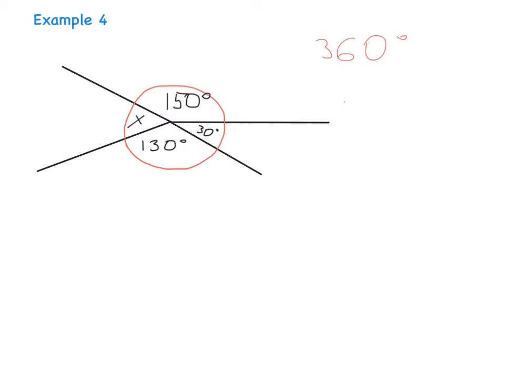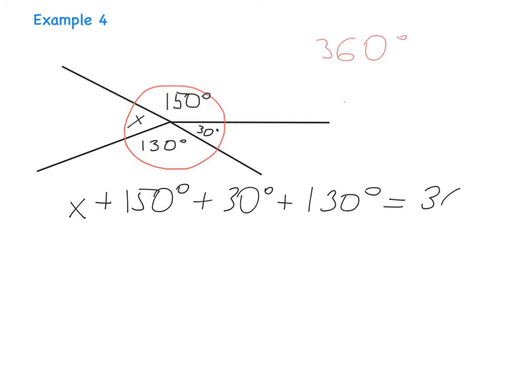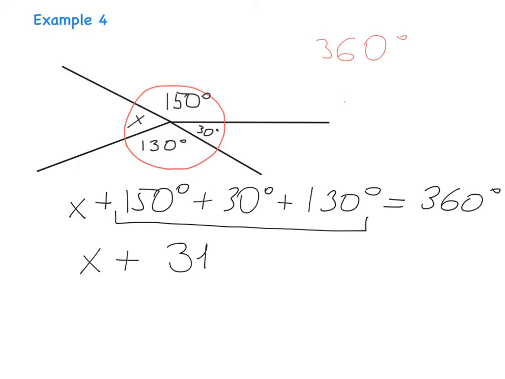So let's write it down. So we have x plus 150 degrees plus 30 degrees plus 130 degrees, and all of them are 360 degrees, okay? We can add them up, so 150 plus 30 plus 130, so we have x plus 310 degrees, and this is still 360. So looking at this diagram, we know that this angle is 310 degrees, and we need to just find what x is.